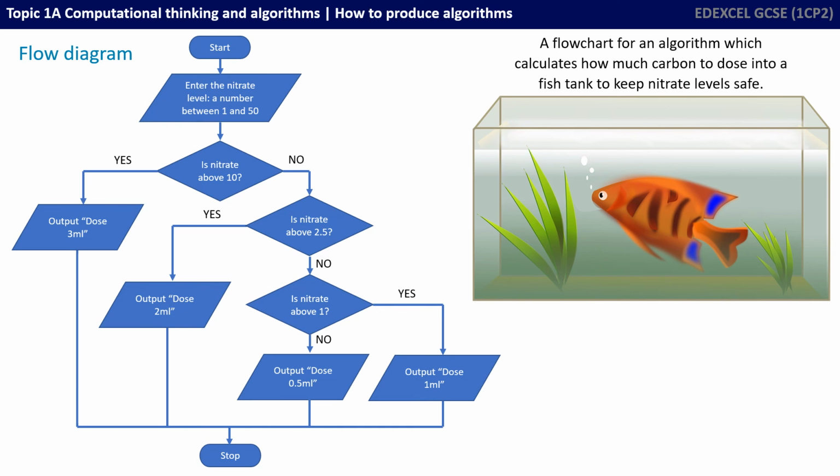Here's another example of a flow diagram. Now this algorithm calculates how much carbon to dose into a fish tank to keep nitrates at bay. It starts by asking what the nitrate level is, and says if the nitrate is above 10, then output 3 ml. If not, is nitrates above 2.5, and if they are, output 2 ml. And if they're not, is the nitrates above 1? And if it is, dose 1 ml. And if it's not, dose half a ml before coming to a stop.